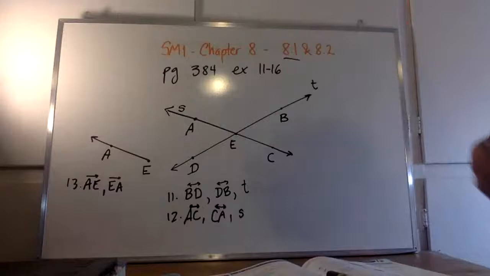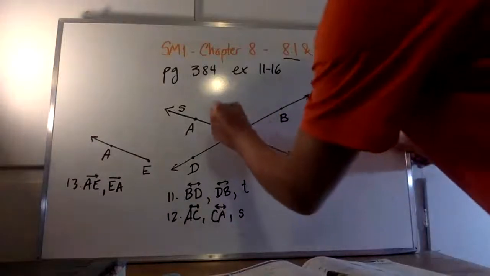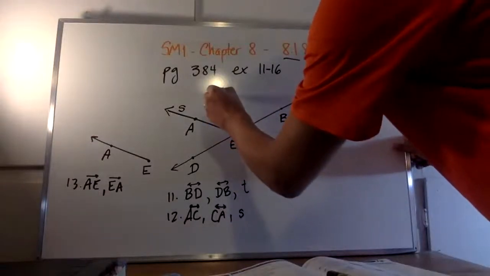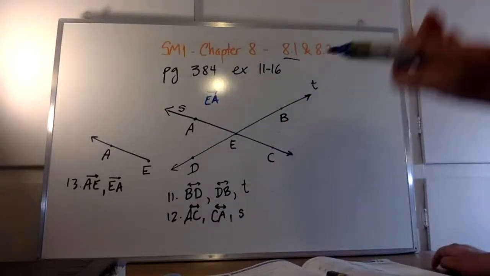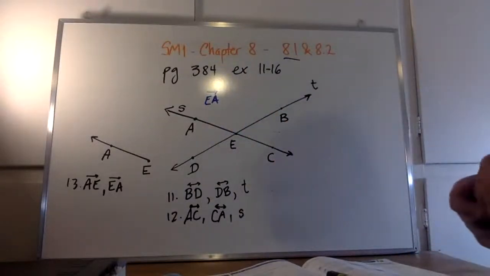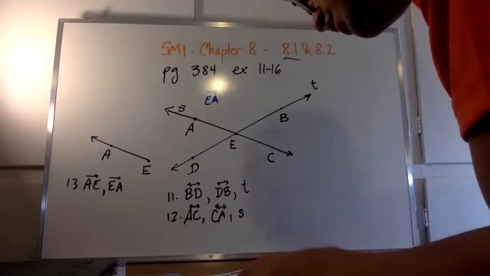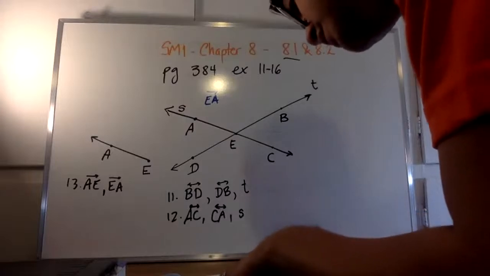So I could use this. Look at this. We have EA. That's one ray. Okay. We can also say, okay, give me a second, please.